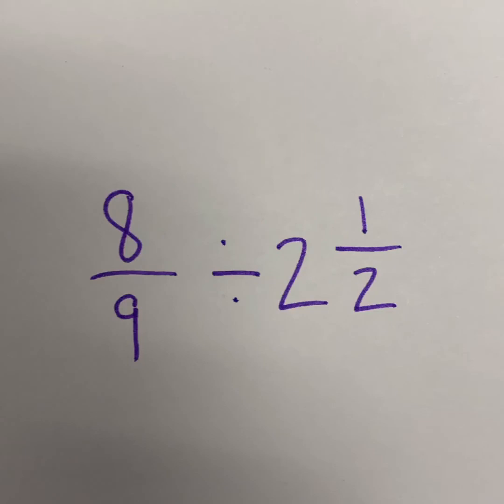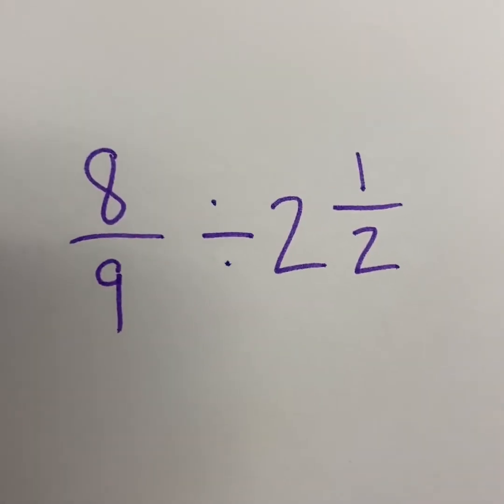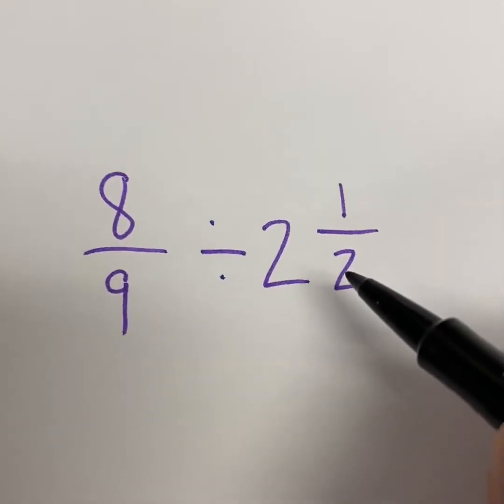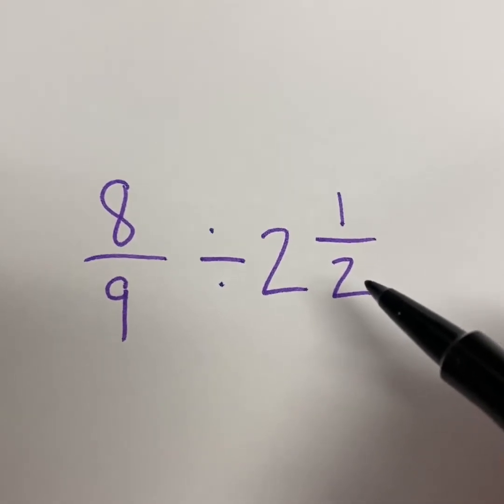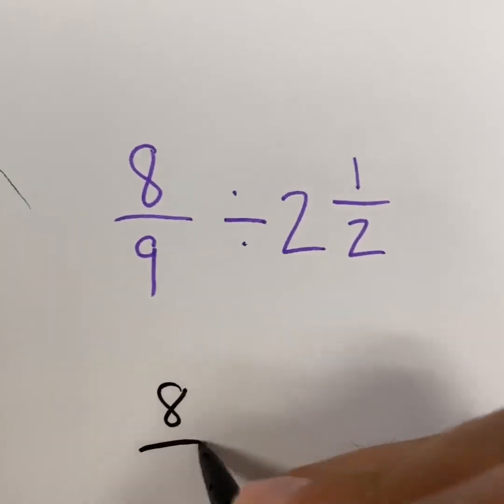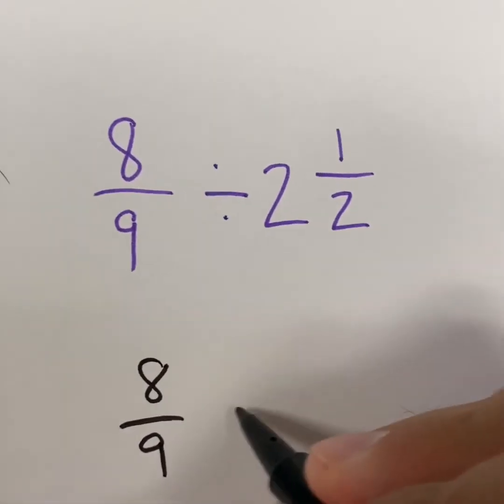So here's the second problem we're going to work through. We have 8/9 divided by 2 and 1/2. First things first, we cannot have a mixed number when we're trying to do this method. So we need to rewrite this problem. 8/9 is fine. Okay, divided by.